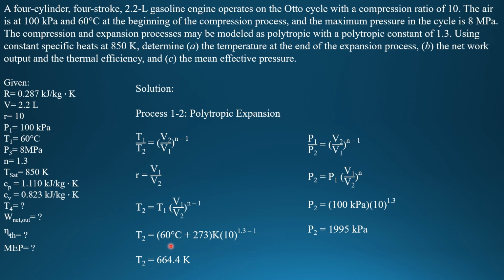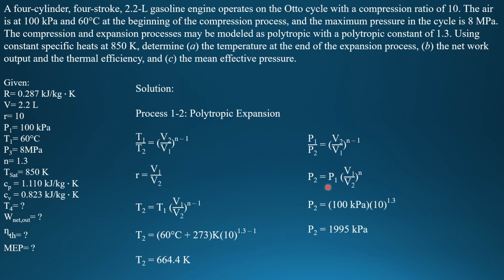We have this, T2 is equal to 60 degrees Celsius plus 273 Kelvin times the compression ratio, that is 10 raised to 1.3 minus 1. And we come up with this temperature at state 2 that is equal to 664.4 Kelvin.